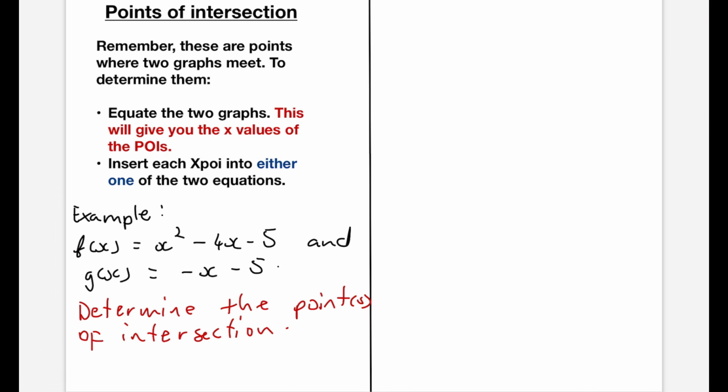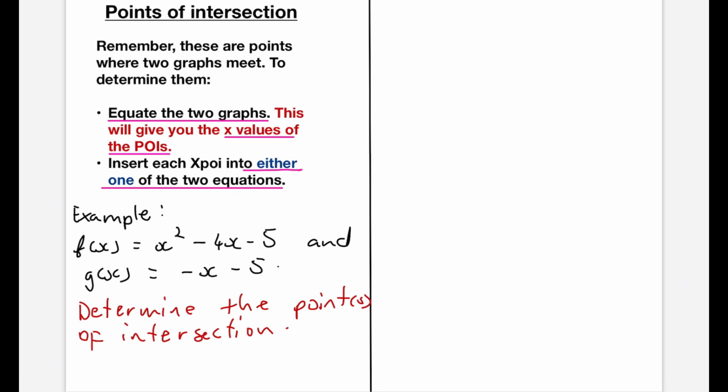Let's talk a little bit about points of intersection. We spoke about points of intersection in grade 10 as well. Remember that these are the points where two graphs meet. To determine a point of intersection, you must equate the two graphs' equations. When you do that, that will give you the x values of the points of intersection. You will then take those x values and insert each of them into either one of the two equations. That's how you find points of intersection.